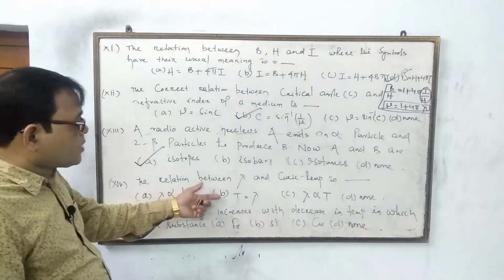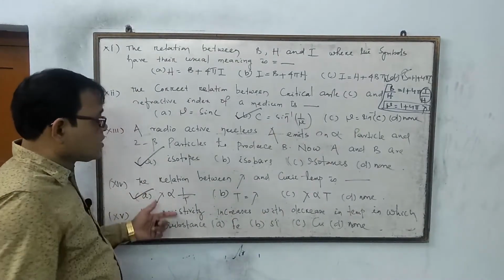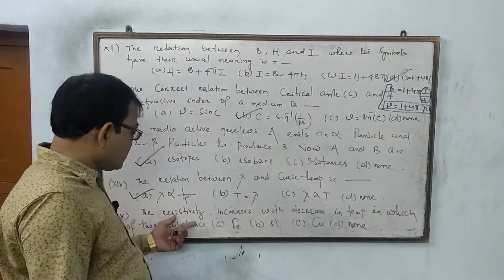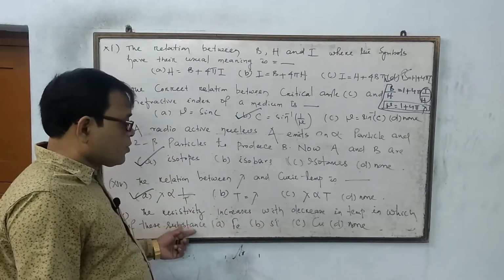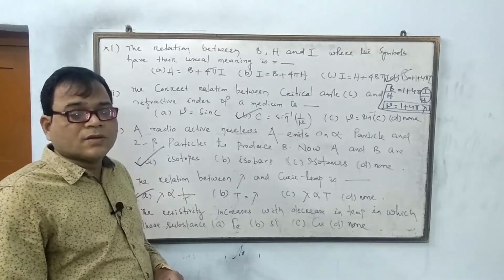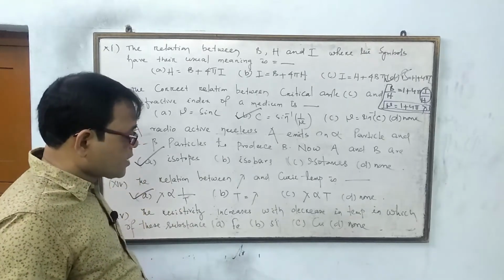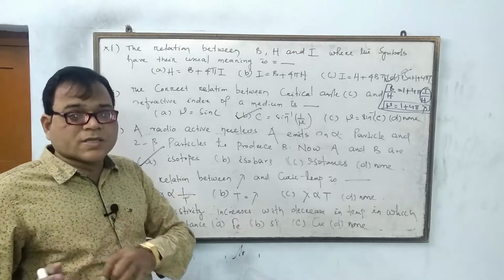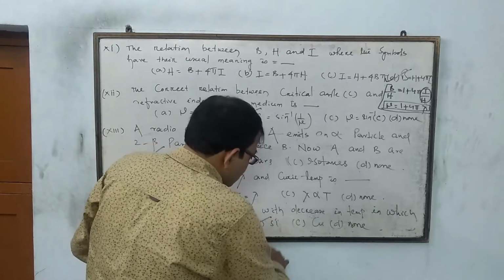Next is the relation between xi and Curie temperature T. Xi is inversely proportional to T. We know this is the Curie law for a paramagnetic material. The resistivity increases with decrease in temperature in which of these substances? You know that for metallic conductors, the resistivity would increase with increase in temperature. But only for the semiconductors, the resistivity will increase with decrease in temperature, inversely proportional to the temperature. So the answer is silicon, which is a semiconductor.